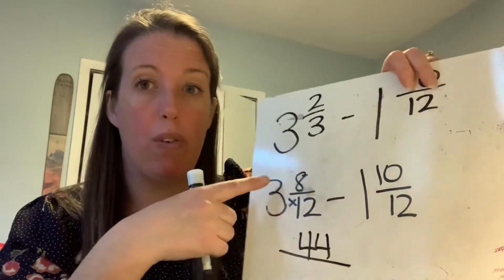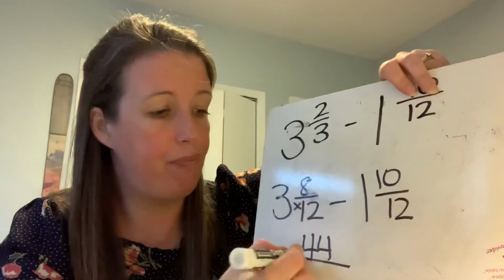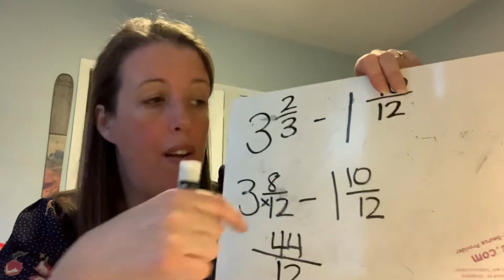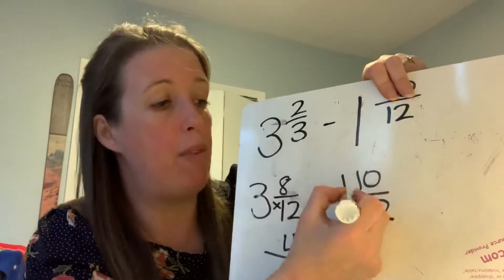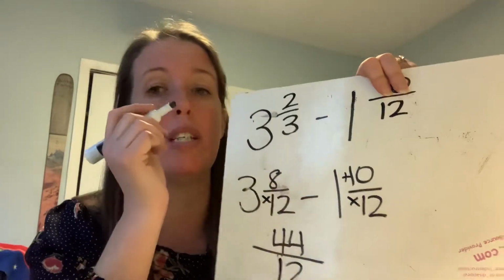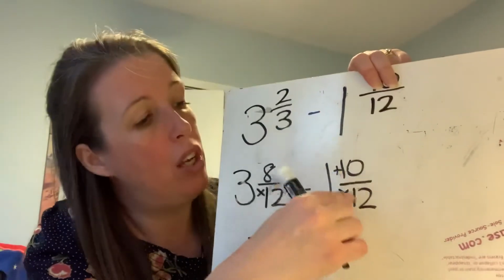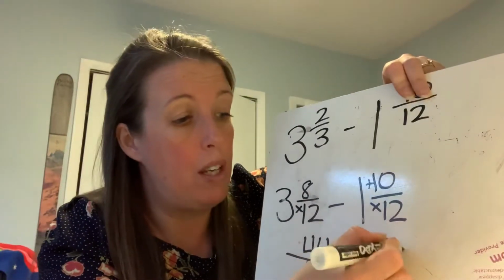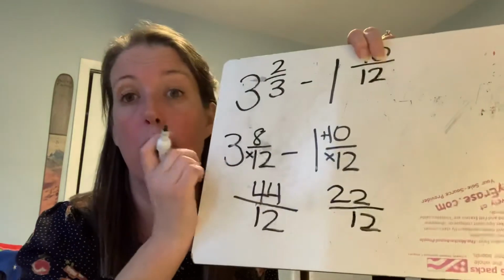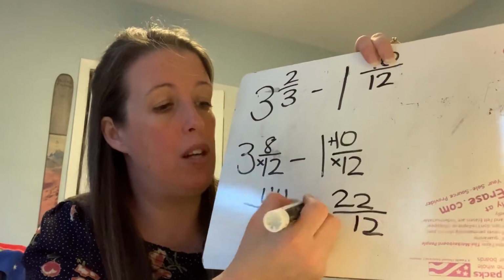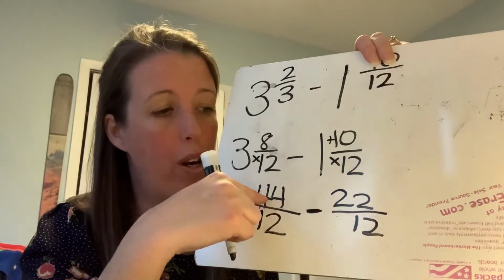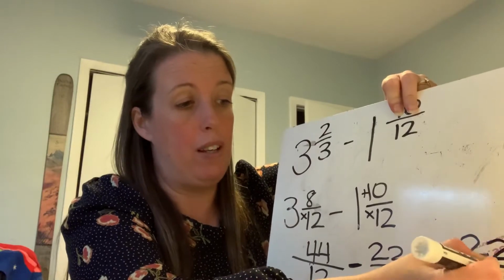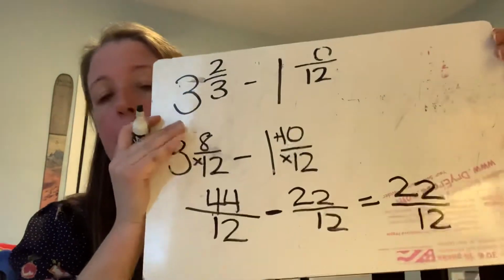Now, what size are those 44 parts? 12ths. So 3 and 8/12 is equivalent to 44 12ths. Now, I'm going to change this one using the same strategy, renaming this into an improper fraction. 12 times 1 is 12. Plus 10 more is 22. And what unit? 22 12ths. And now all I have to do is subtract them. 44 minus 22 equals 22. So my answer is 22 12ths.